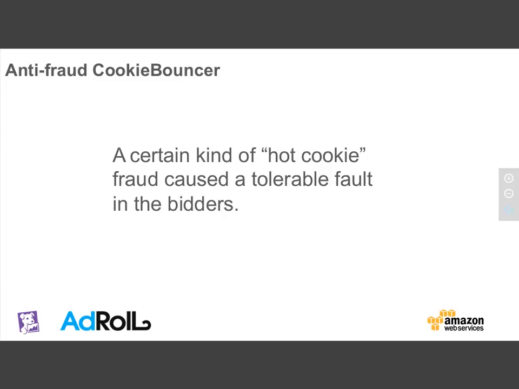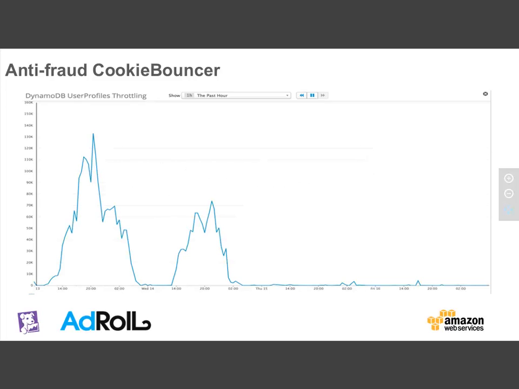The problem with the hot cookie is that it triggered a fault, a tolerable fault in the bidders. It caused us to overload our DynamoDB tables. And the solution for that is something that I'm currently working on now, but when we identified the problem, it was something that was going to be a few months out. So we needed an interim solution. You can actually see through our CloudWatch metrics that these are our DynamoDB user profile throttling. We're getting our requests throttled because we're requesting too much information.